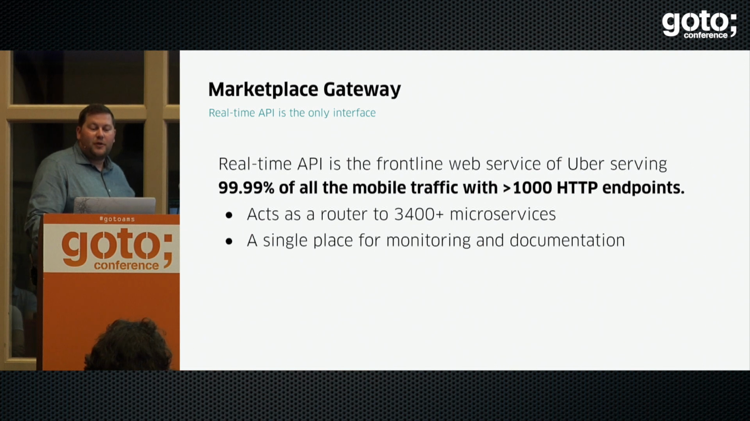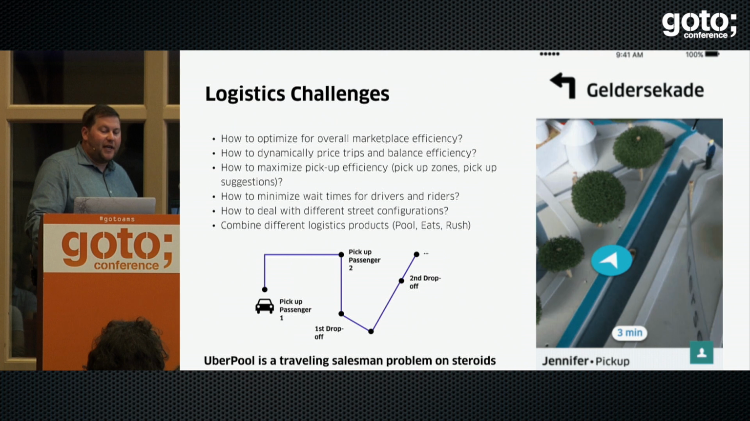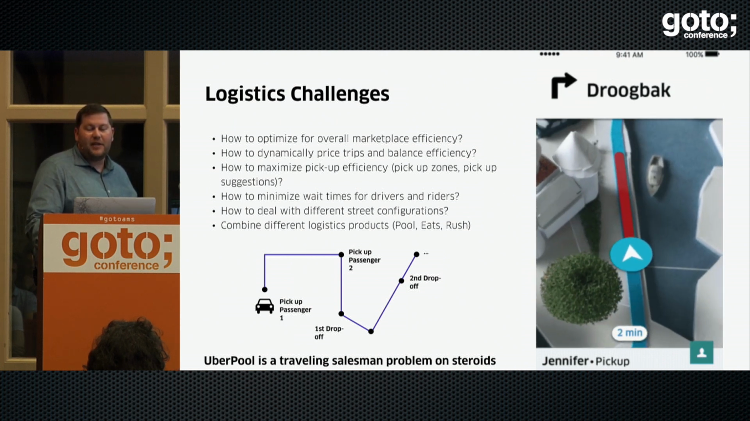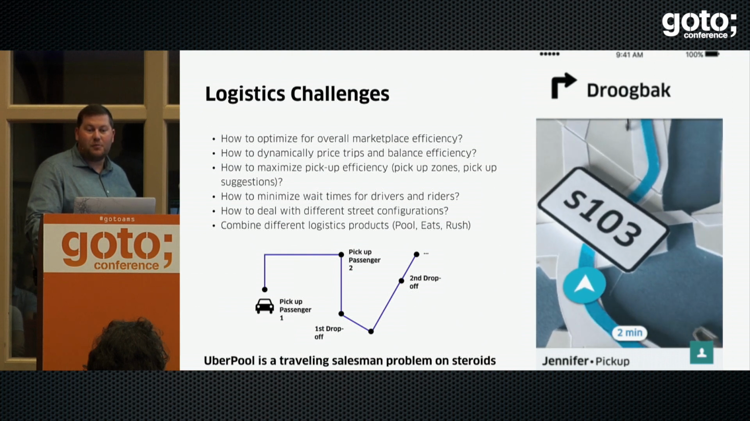And so again, our marketplace API is really the single API that external applications talk to, and it acts as the gateway to the more than 3,400 underlying microservices. And so we expose over 1,000 HTTP endpoints that make it easy for third parties, for our program teams to build on top of. But also it's a single place for monitoring and documentation to make it easy to discover services and understand how to use them. And so ultimately, the marketplace gateway is really just an advanced traveling salesman problem. It's a logistics problem. How do you match supply and demand? How do you make it an efficient marketplace?